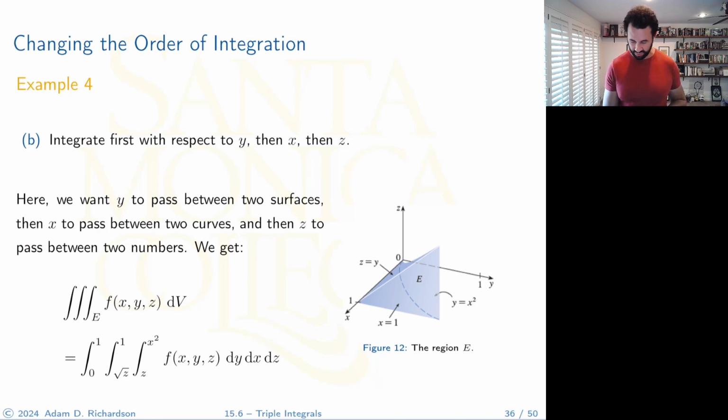So y is going to go between here and this curve. So that's where we're getting z and x squared. So y is going between z and x squared. All right, now what's left? So we went between here and here. Now we're going to integrate with respect to x next. So what does x have to do? Okay, well, then x is going to need to go between this curve and this wall right here.